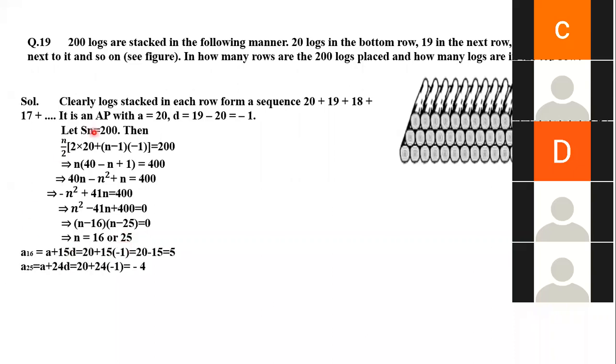So both you just check it. Children, for the nth term of an AP, check A16 and A25. We got two values of n, both positive, 16 and 25. Now check the nth term: A16 is A plus 15D and A25 is A plus 24D. Check the value. We are getting the same value, 200.